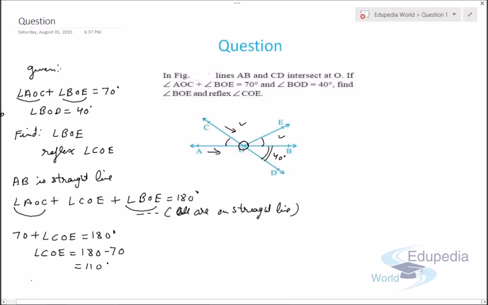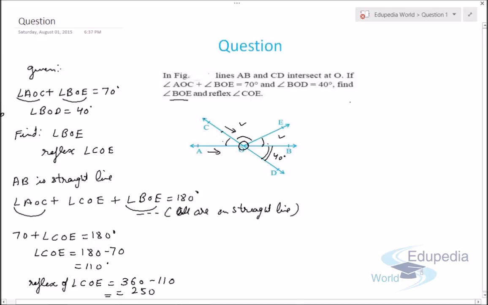As we have discussed in the previous video, to find the reflex of any angle, we need to subtract that angle from 360 degrees. So the reflex of angle COE will be 360 minus 110, so it will be 250. So the reflex is 250. Now we need to find angle BOE, this angle. We got COE, we got the sum of these two angles. So how can we find it?